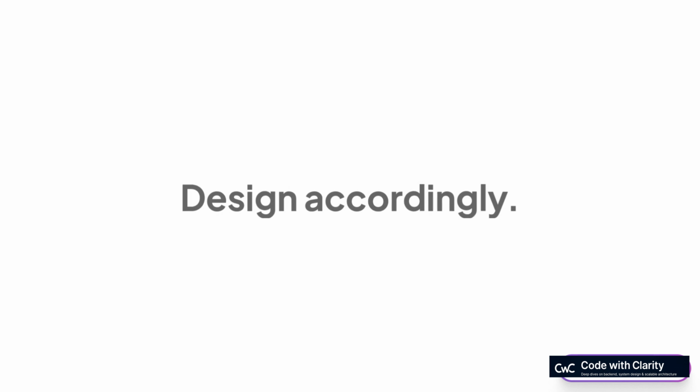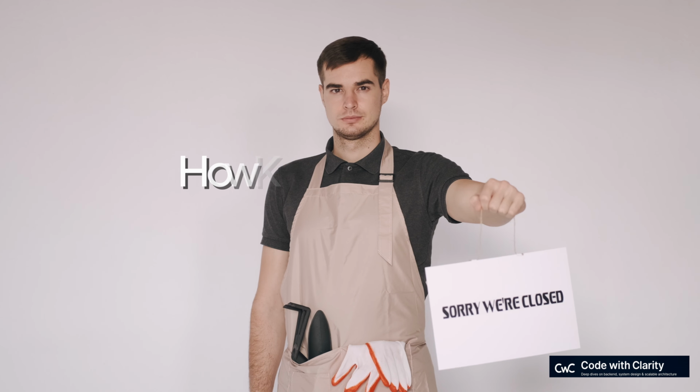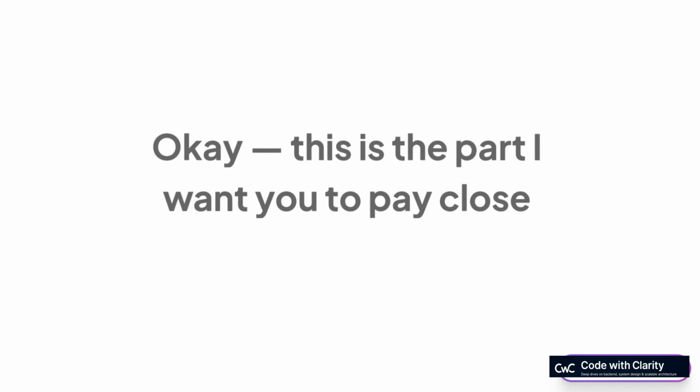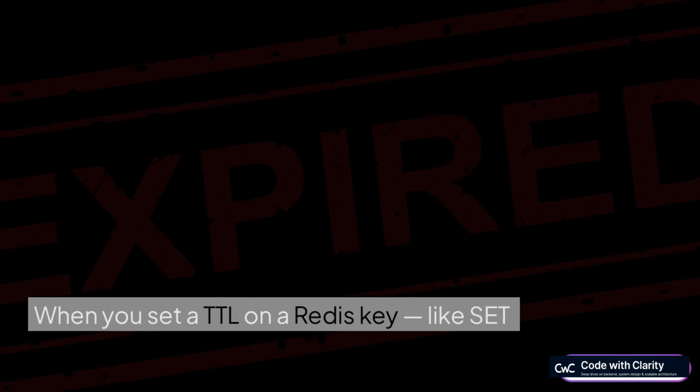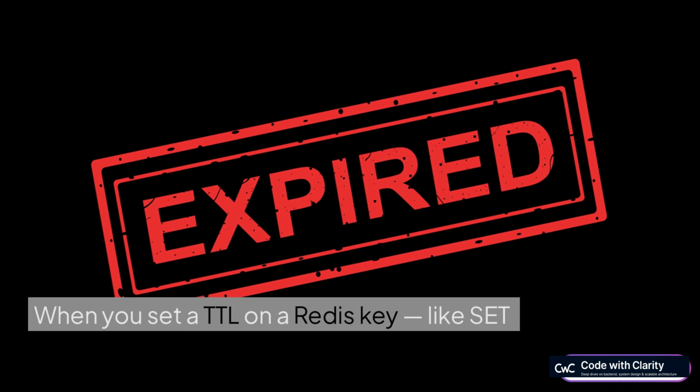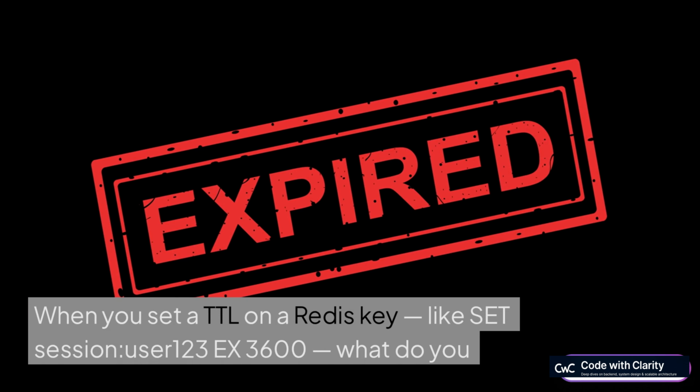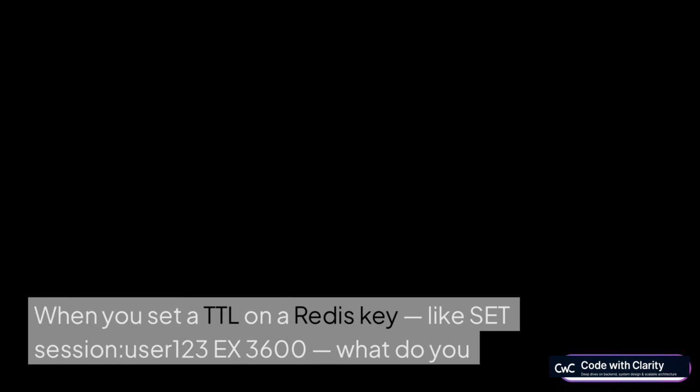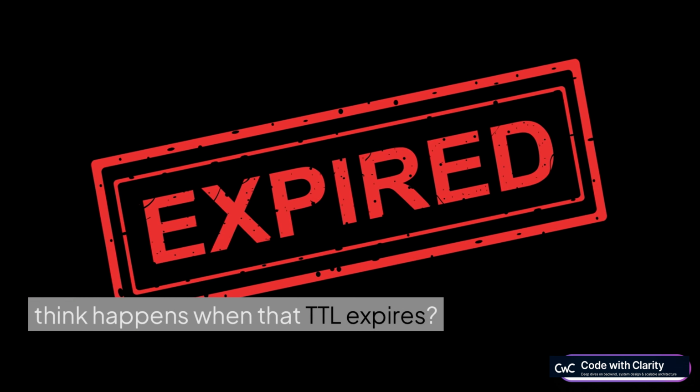So design accordingly. How key expiry actually works. Okay, this is the part I want you to pay close attention to because this is the part that trips up even experienced engineers. When you set a TTL on a Redis key like SET session:user123 EX 3600, what do you think happens when that TTL expires?